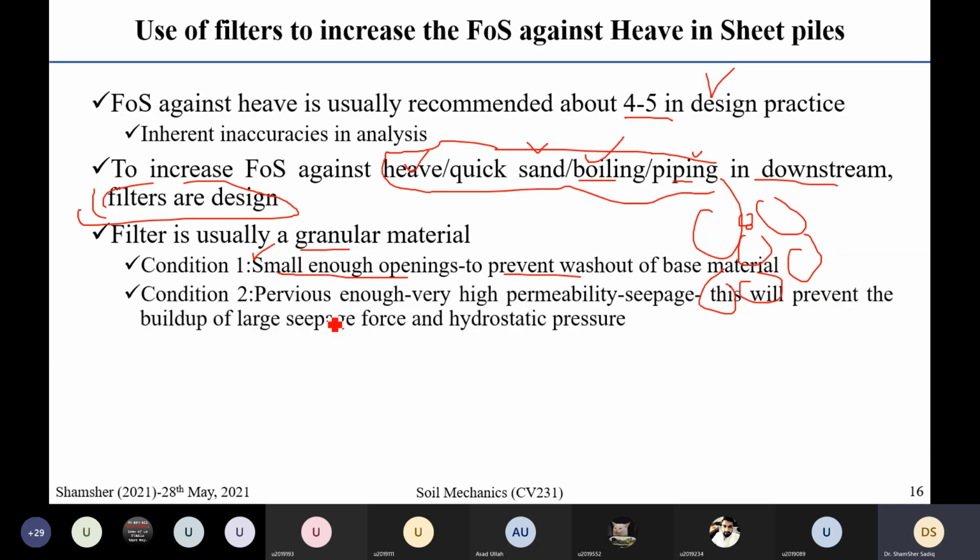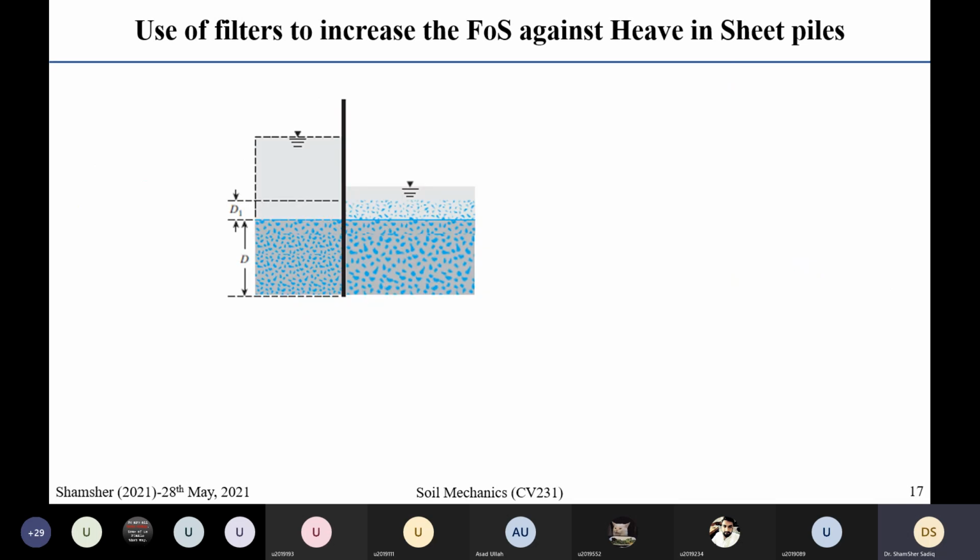The second condition is that you should have a highly permeable material as the seepage material, because you do not want to allow seepage forces or hydrostatic pressure. So simply, whenever water due to the seepage is collected in the filter material, it should be drained out. So let us see what is meant by that.